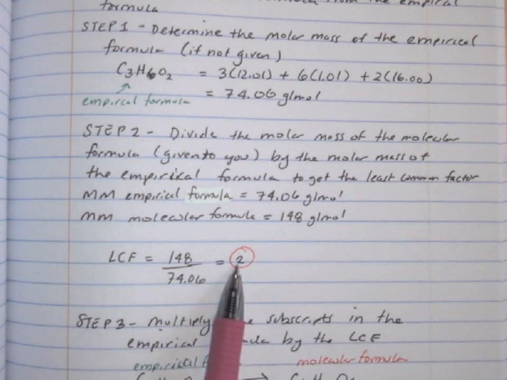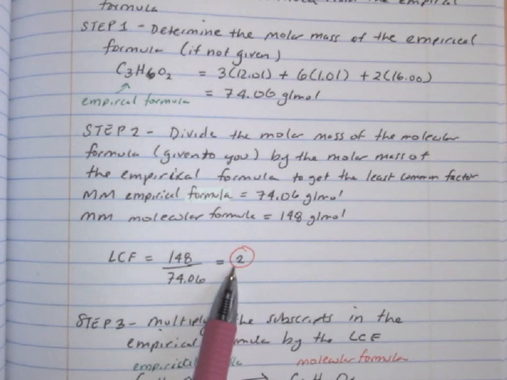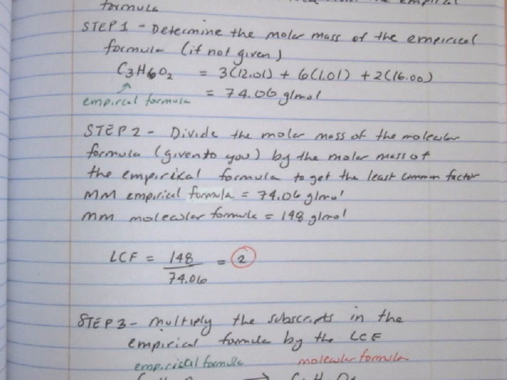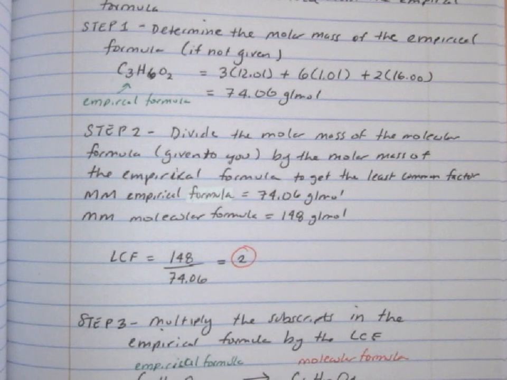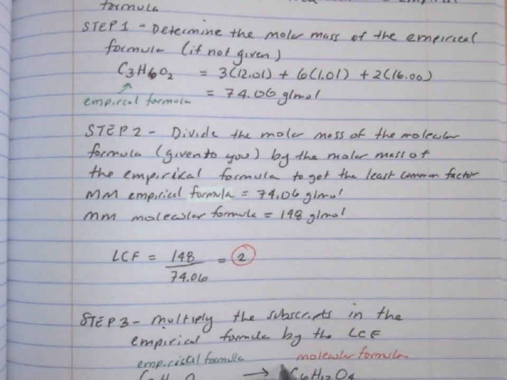All right, so once you have this number, you're going to take all the subscripts in the empirical formula and multiply them by that value, which is essentially your least common factor. So I multiply the 3 by the 2, the 6 by the 2, and the 2 by the 2, and that gives me a molecular formula of C6H12O4.